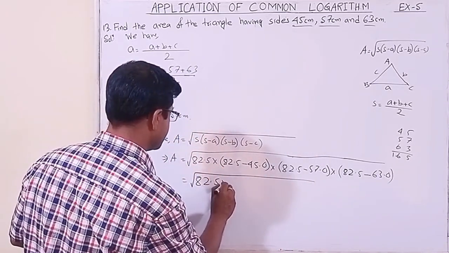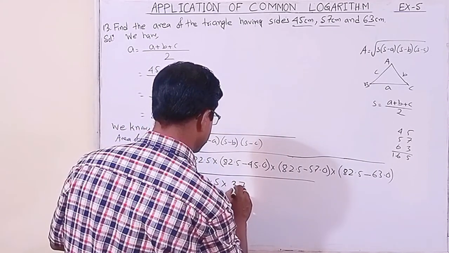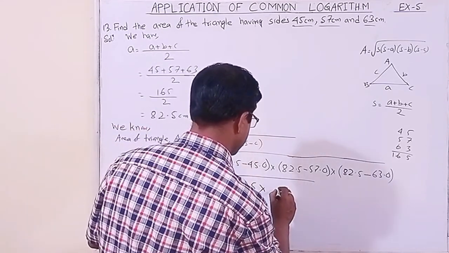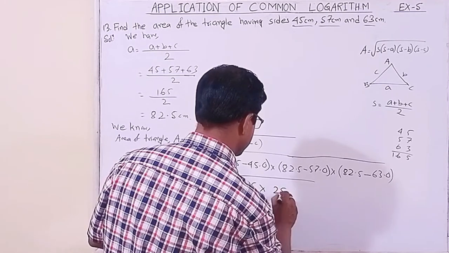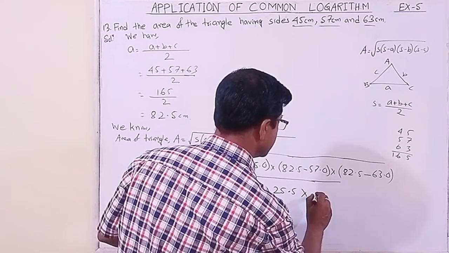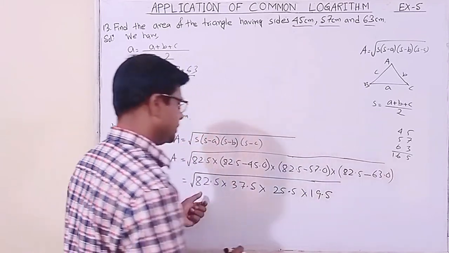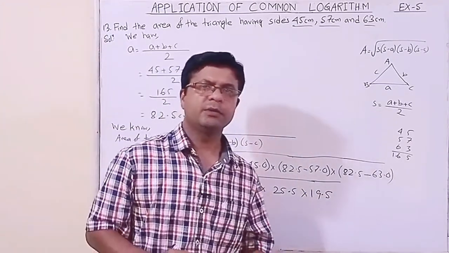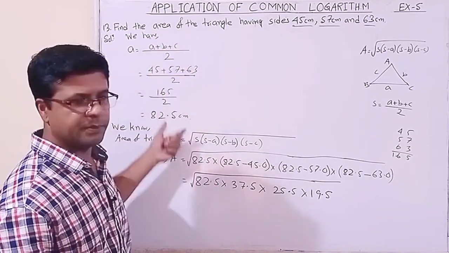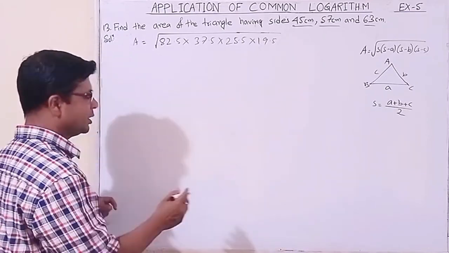Okay, write the values and subtract. This will be 37.5, into 25.5, into 19.5. Okay, this is done. Now what we will do, we will take log on both the sides. For this we have to rub it a little bit. Just students, here we wrote the expression for A just now.